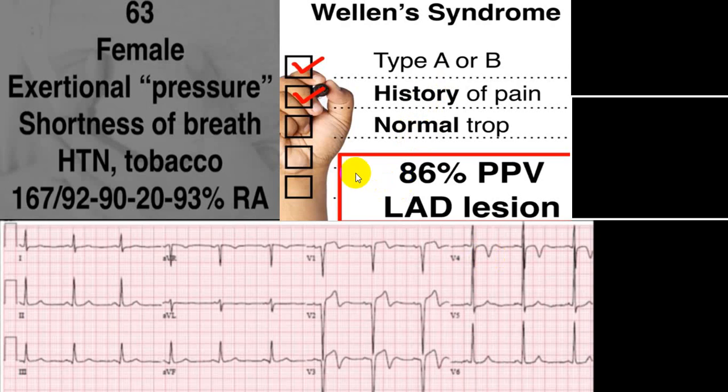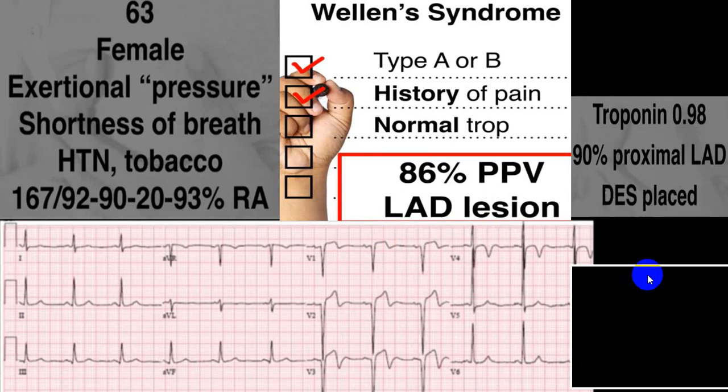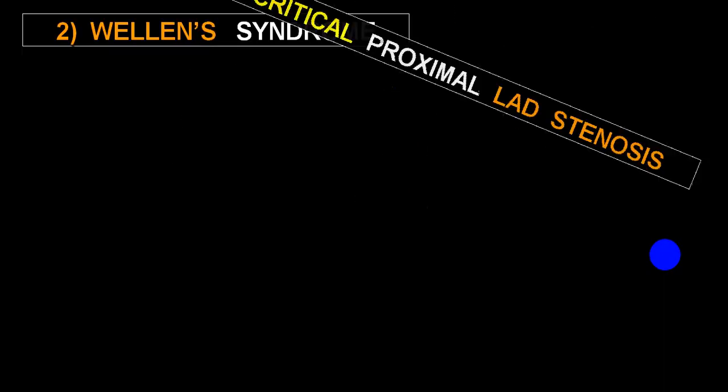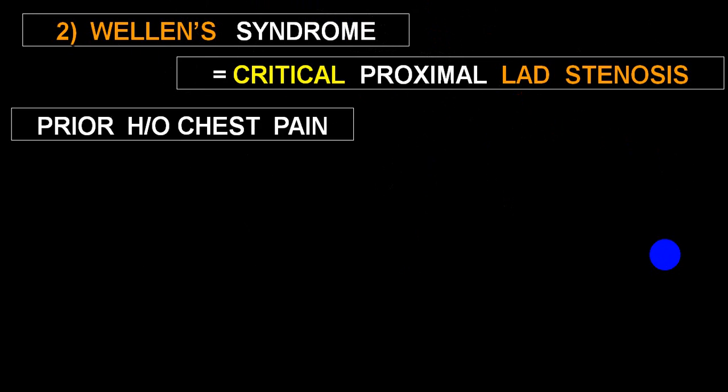Now in this, angiography showed 86% of the artery being involved, that is LAD lesion was there. Troponin was negative and there was proximal LAD involvement, 90% was involved, and a drug eluting stent was placed and person recovered nicely. So in a Wellens sign, it is a critical proximal LAD stenosis. Person may have chest pain.